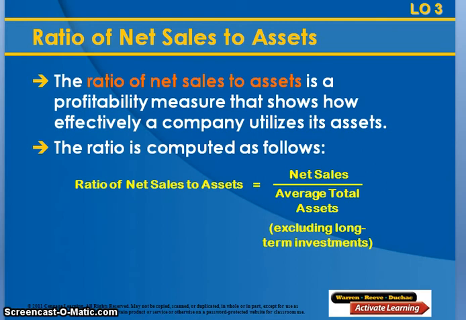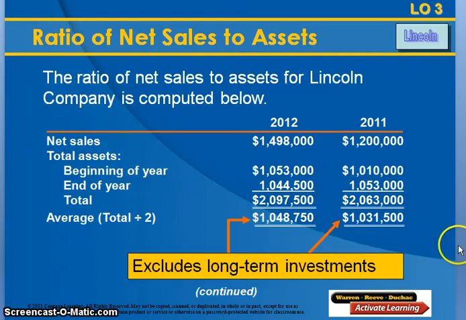All right, so the first one you're looking at is the ratio of net sales to assets. And what you're saying is how well, like the example I just gave you, is a company using the assets that it has. So you're going to take net sales, which is gross sales minus any sales returns and allowances, divided by average total assets, excluding any long-term investments, because if you think about it, they're not anything that helps you increase your sales. That's just money you're kind of putting aside. Like I said, it excludes the long-term investments in the calculation.